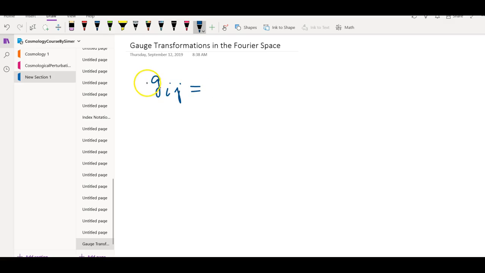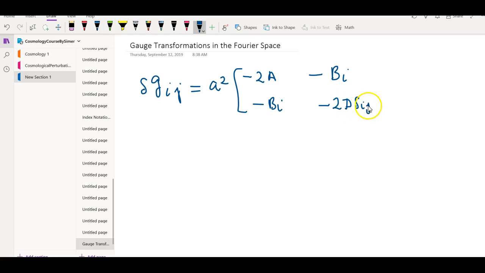delta Gij is equal to A square minus 2A minus 2Bi, minus Bi, minus 2D delta ij plus 2Eij.